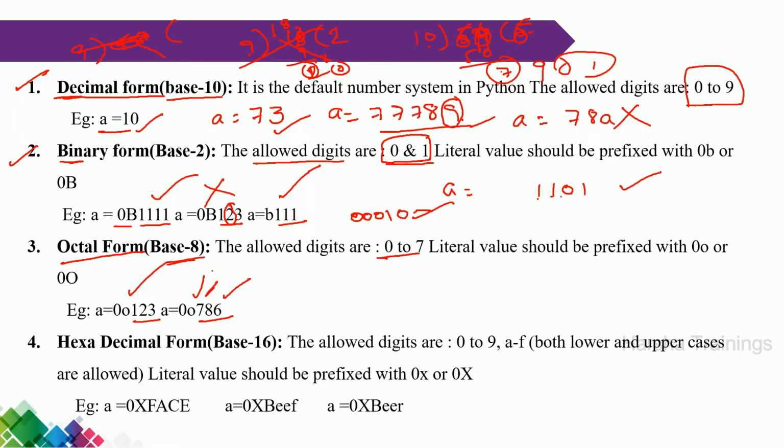You got the point? Consider a number. You have to check each and every digit. Every digit must and should be in the range 0 to 7. But here the digit 8 is out of range. This is not an octal number. And finally, hexadecimal. Hex in the sense 6, decimal in the sense 10. So hexadecimal in the sense base 16. So automatically what are the possible values? 0 to 15. So 0 to 9 is okay.